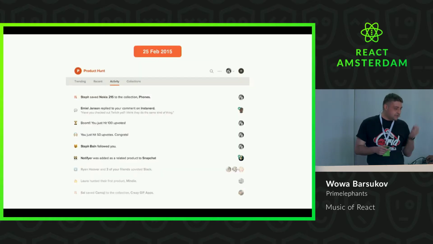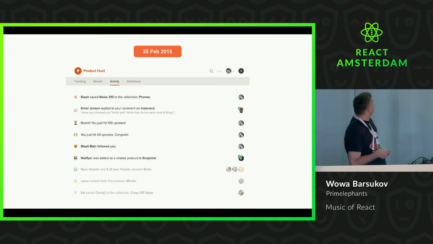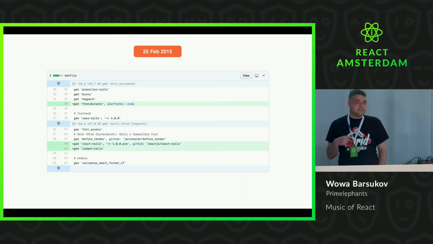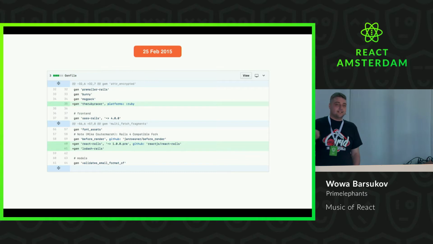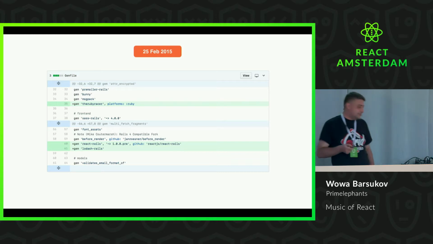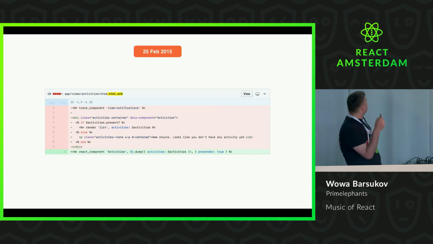Then comes the 25th of February, when we had to do a feature, which I have no idea what it was about right now. But it has this weird commit. It adds something called Rails React, which integrates React into a Rails project in 2015. And this is how the commit looked.